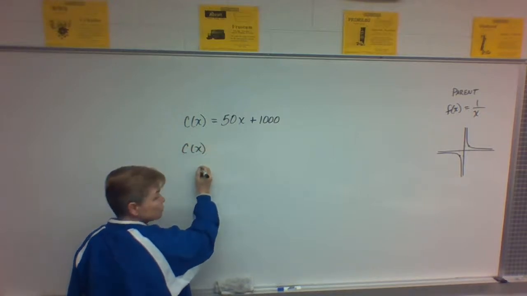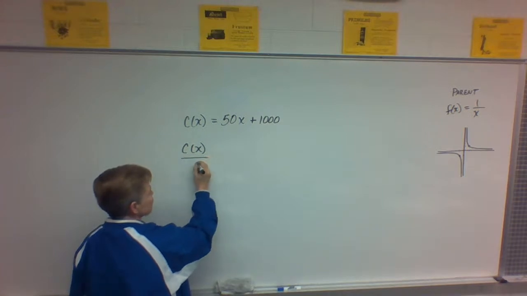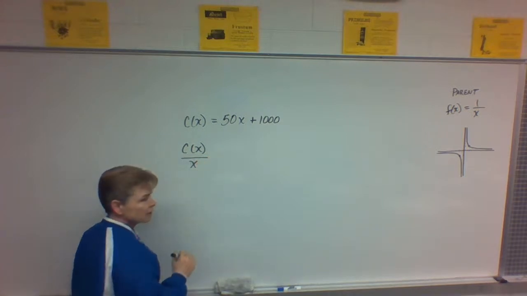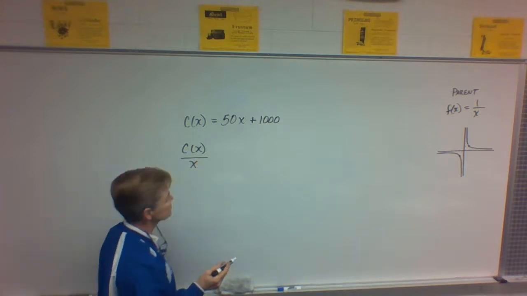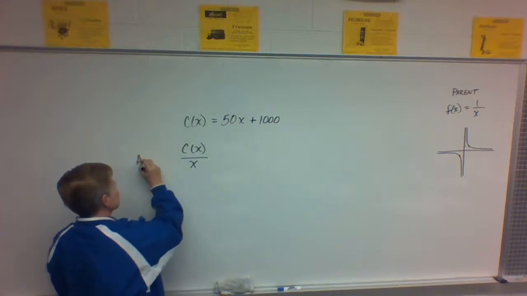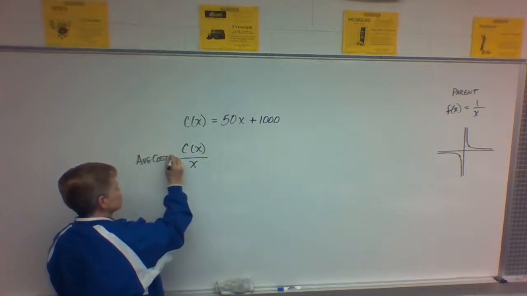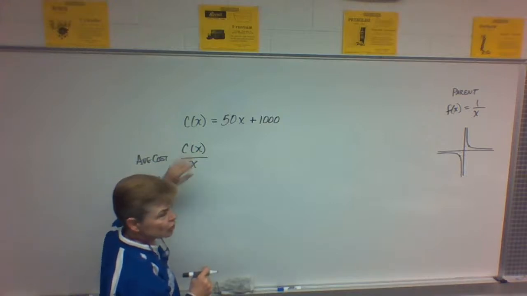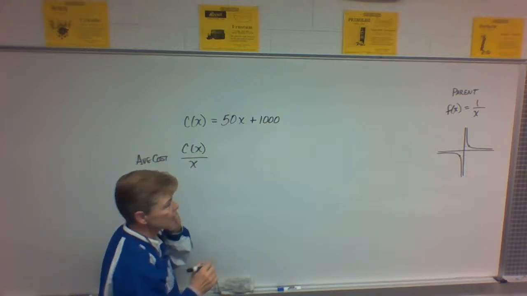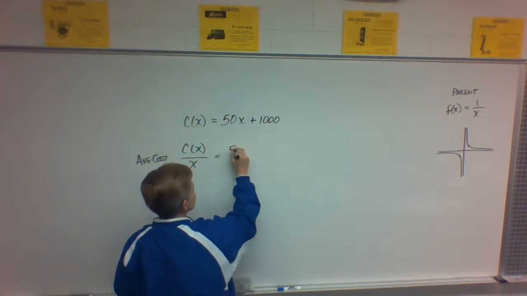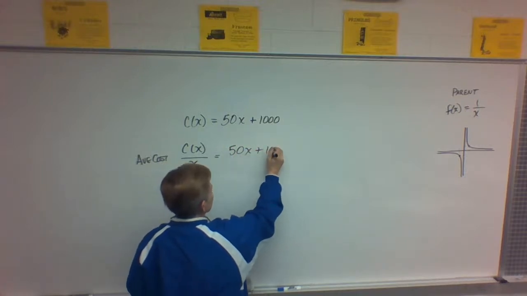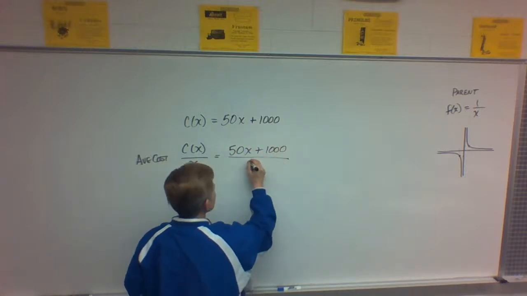Total cost, which is this, right? Divided by X, and that's what Rachel said a long time ago that we've been working off of. This is average cost. Total cost divided by the number printed. That's average cost per item. You agree? Then this is equal to 50x plus 1,000 divided by X.